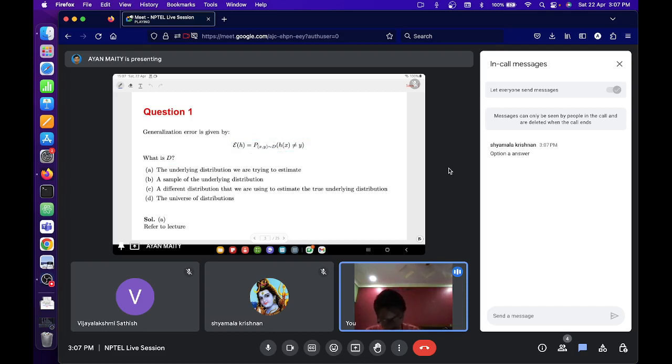So the correct answer is option A, which is the underlying distribution that we are trying to estimate. So a distribution for x and y. x are the input features and y is the output that you will get. So we are trying to estimate the underlying distribution for the x and y values. That is D. So the x and y pair is sampled from D. So D is the underlying distribution that we are trying to estimate. So option A is the correct answer.